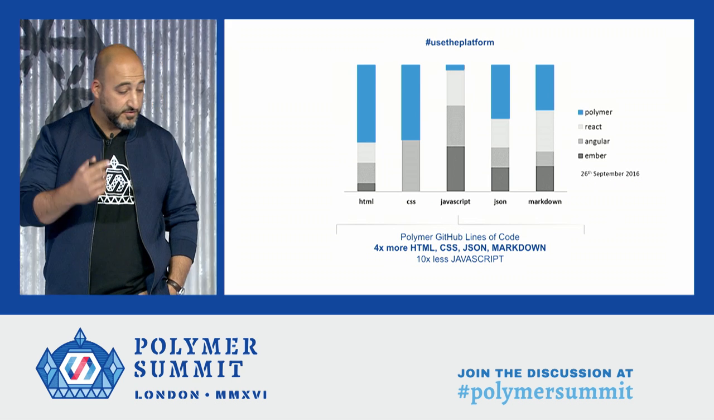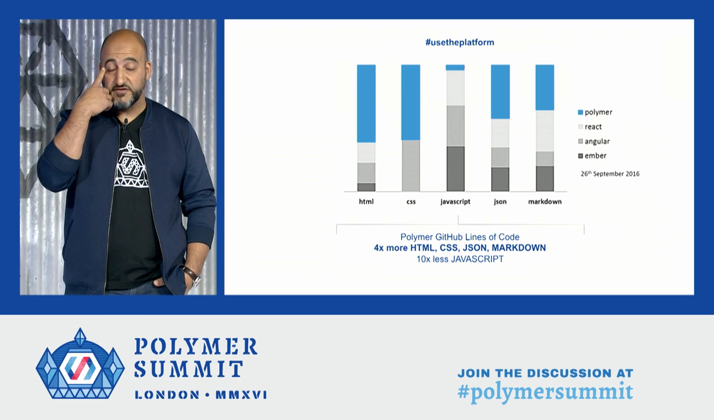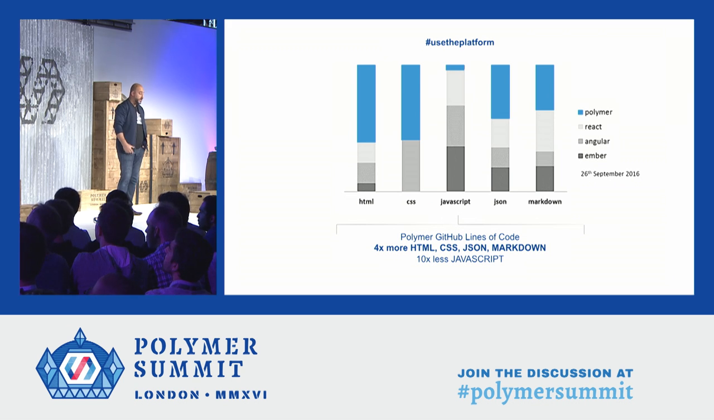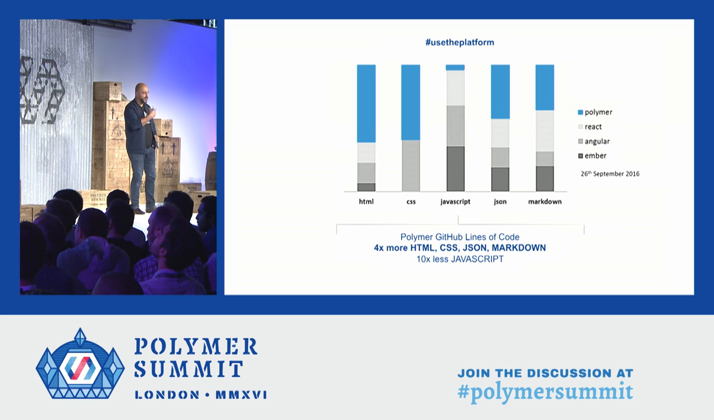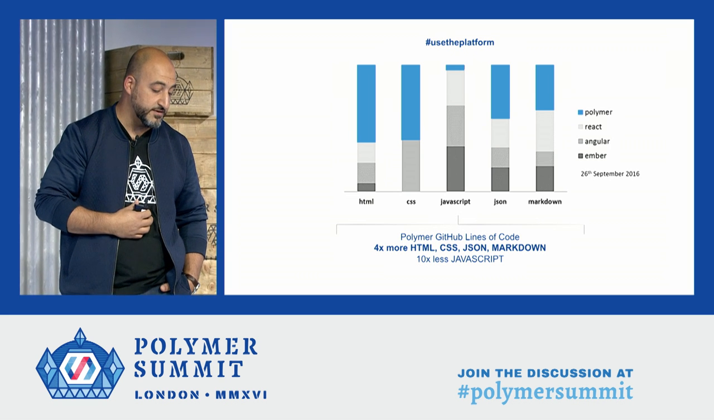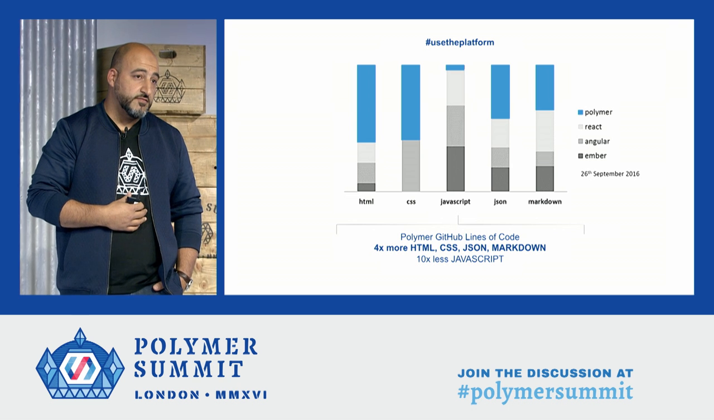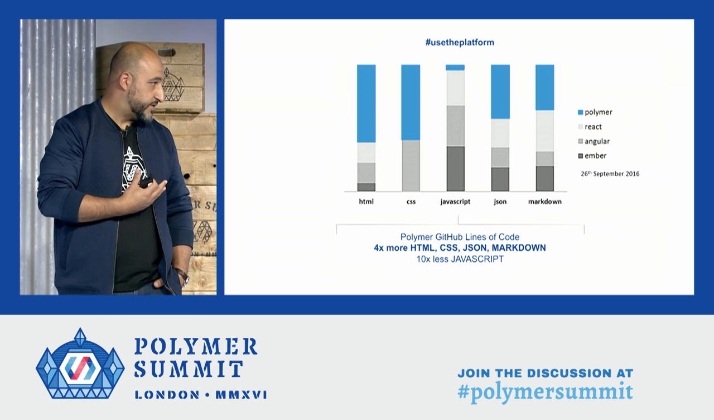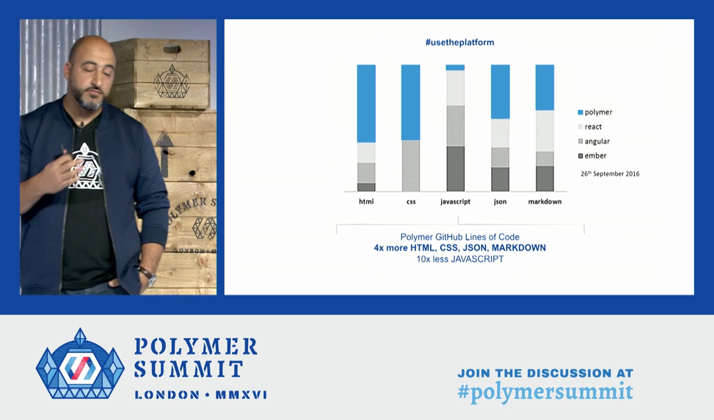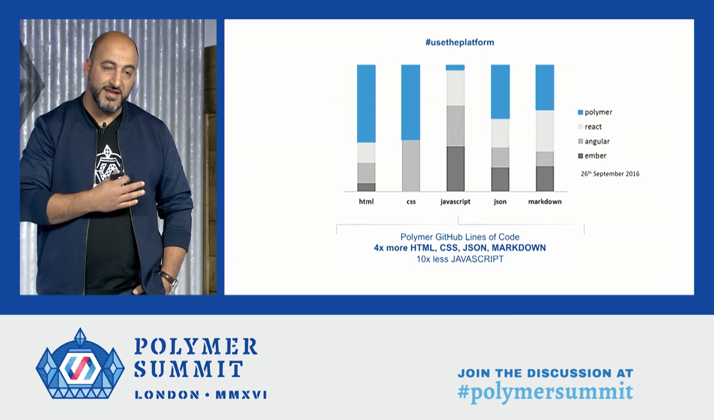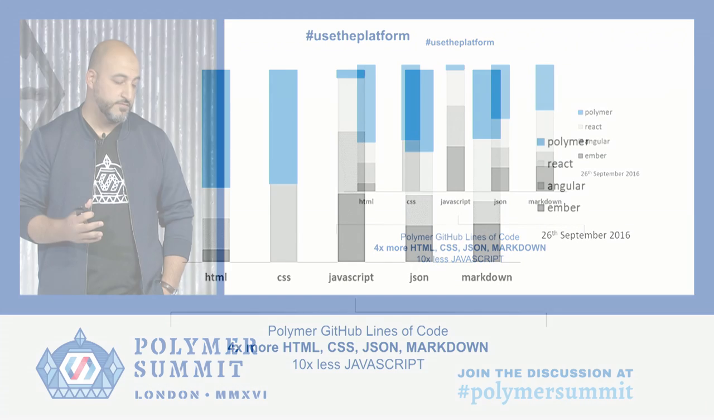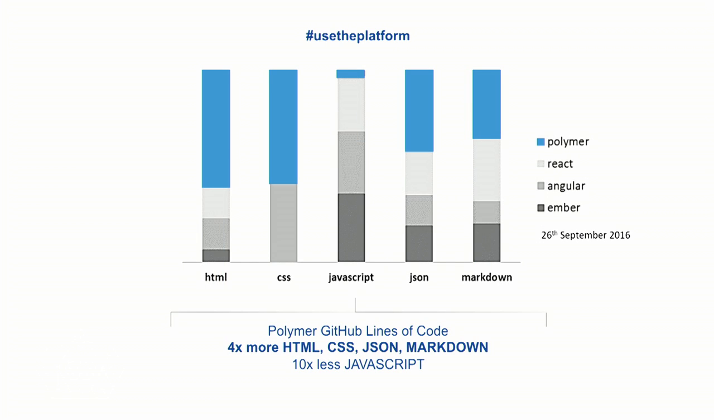But really, from my side, I actually want to talk about the facts. Again, the Polymer team have been saying over and over again to use the platform. So we went to GitHub and counted the lines of code. Thankfully, they actually offer a function that does that. And I think the chart speaks for itself. There's 4 times more markup with Polymer than any of the other frameworks that are available. And there's 10 times less JavaScript.